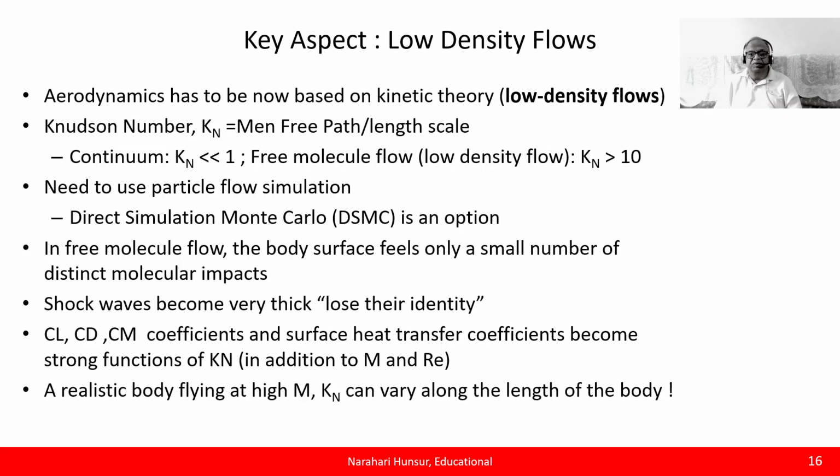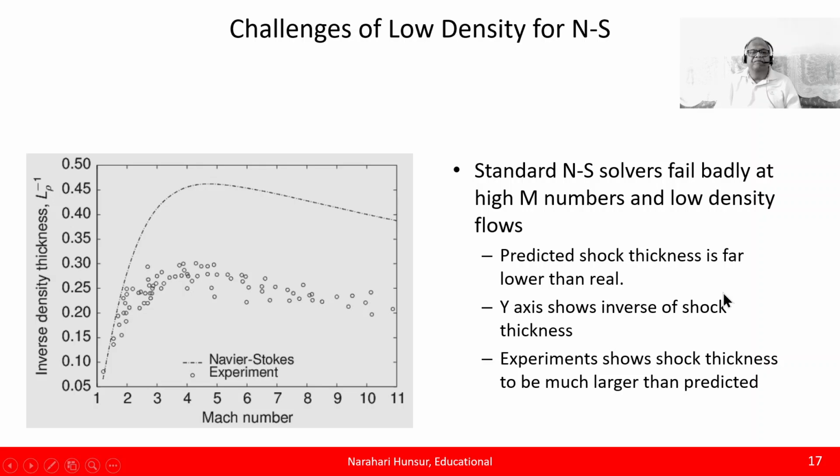Typically, for example, a space shuttle which takes off from sea level is no longer in free molecule flow. Once it goes into space, you have free molecular flow. Once it enters the atmosphere again, you have hypersonic conditions and all that. So it varies along the length of the body.